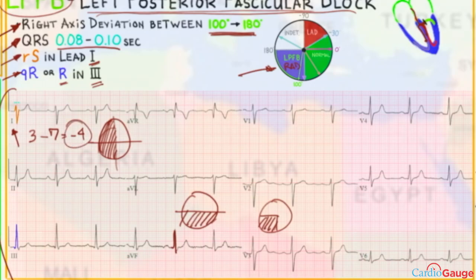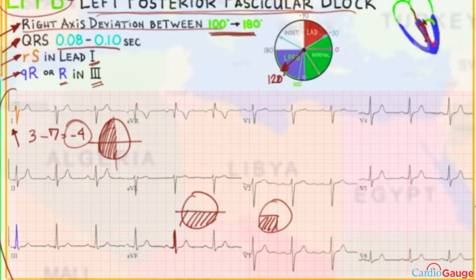And the more negative lead 1 is, because lead 1 is here, the more negative it is, the more this way it is. So if lead 1 were isoelectric, that would tell you were here, and you wouldn't be in the range of 100 to 180. But because lead 1 is negative, you know that you're kind of in this direction more. So the axis on this ECG is probably something like 120 or 130. And that's in the range for left posterior fascicular block.